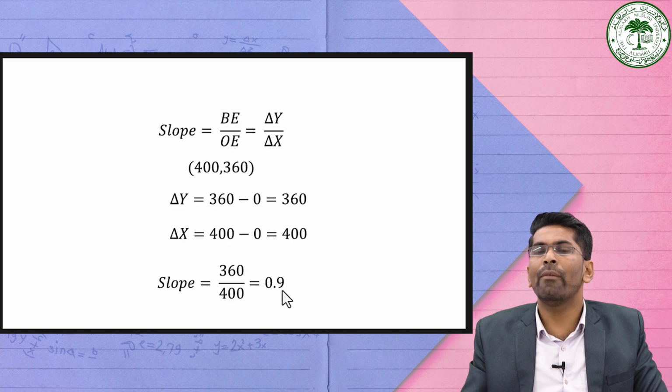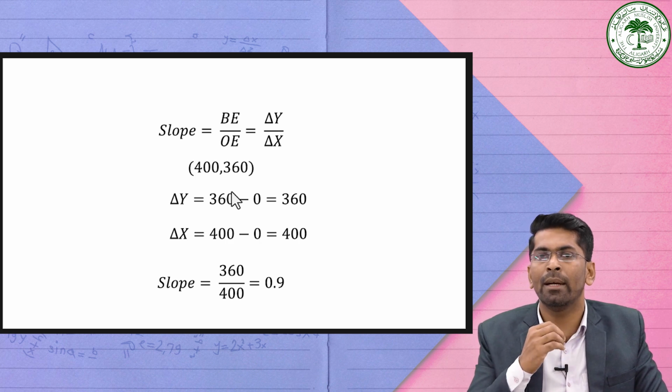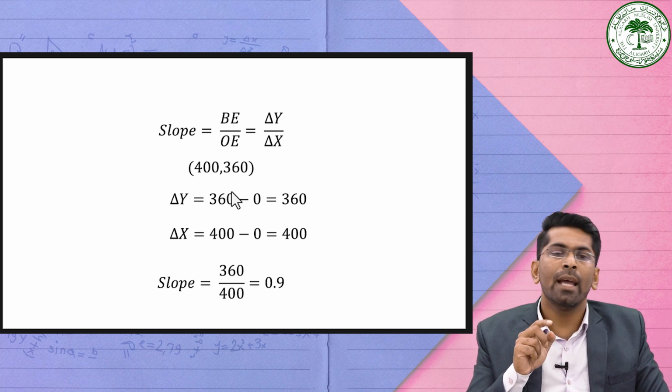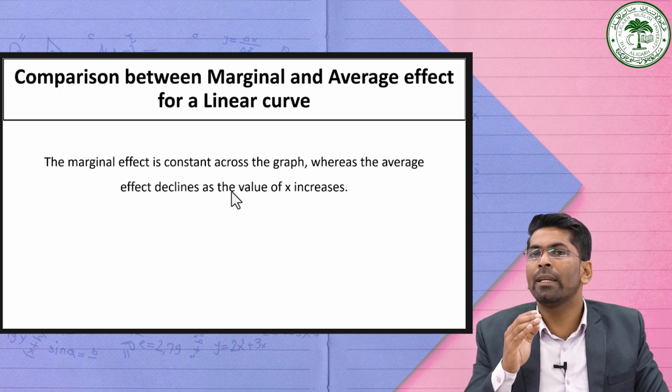Earlier, the average effect was 1, but here the slope, or average effect, is 0.9, which means that on an average, when his income increases from 200 to 400, he will consume 90% of his income, that is 360, not the entire income as in the case of point A in the earlier slide, which we have already shown. At that particular point, the average effect was 1, but here the average effect is 0.9, showing that the average effect is declining.